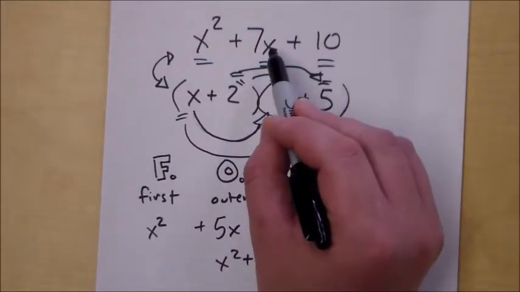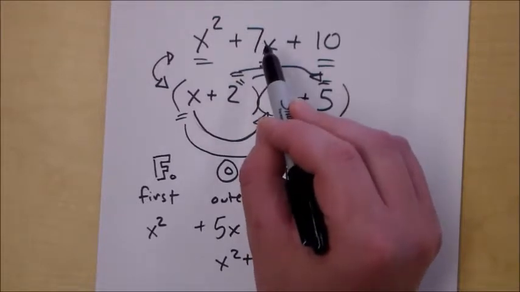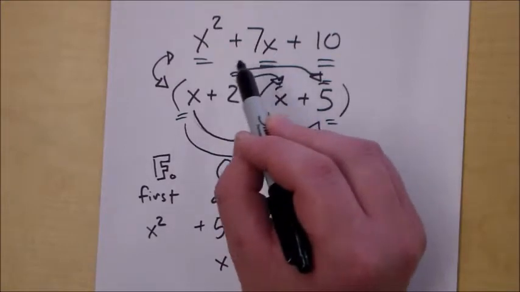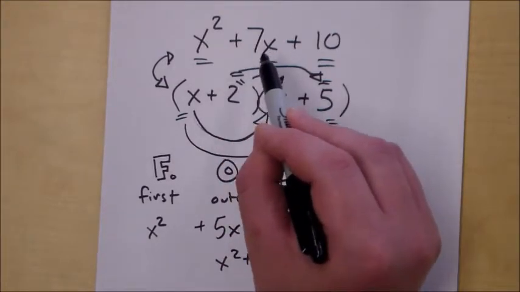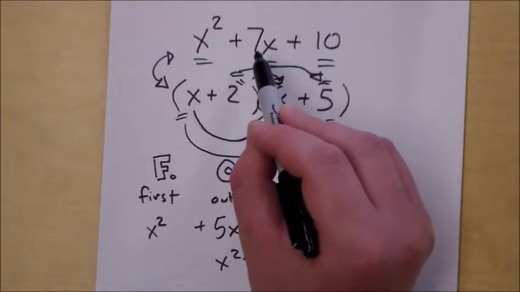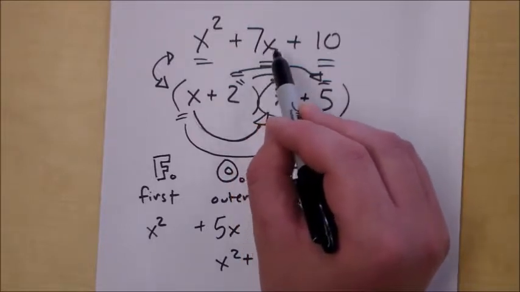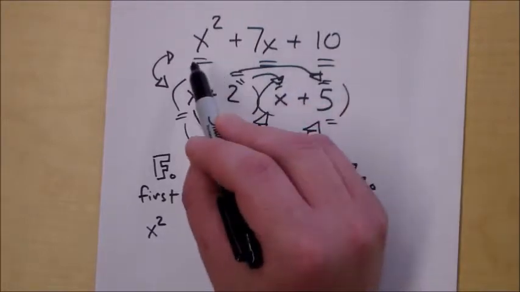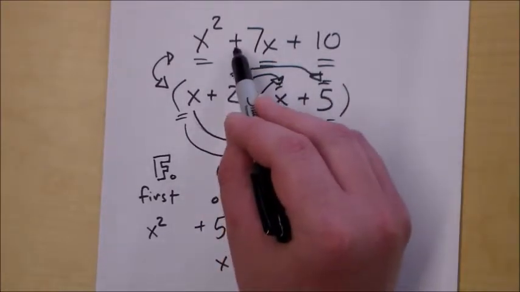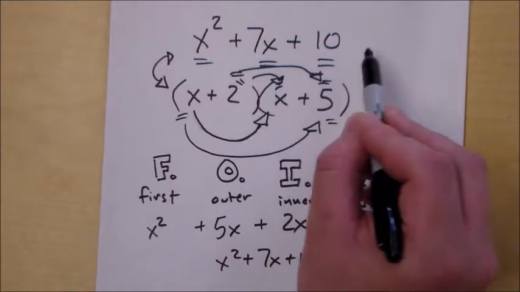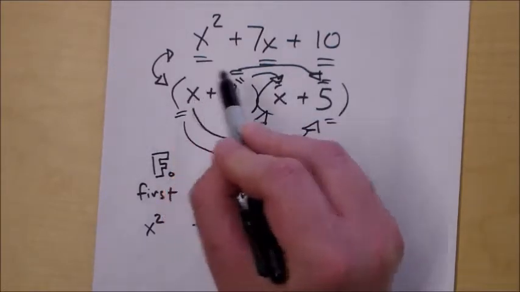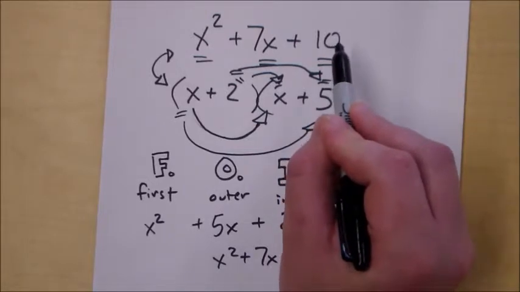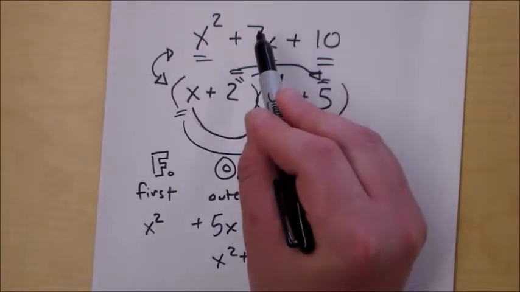Why? Because you can get 7x by getting x plus 2, x plus 5. It's not as messy as it would be if the middle term here was something along the lines of 8x or 15x or something that doesn't neatly fit into a set of factors of the last term. So when you want to go from here to here, from this top line to this second line, find the factors of the last term and find a way to combine them to get the middle term.